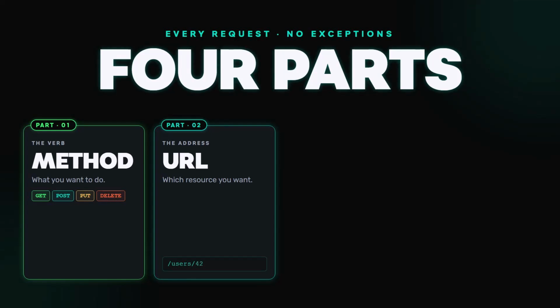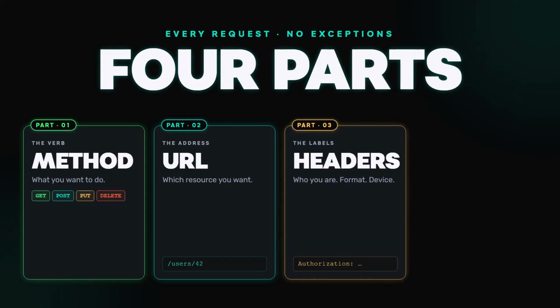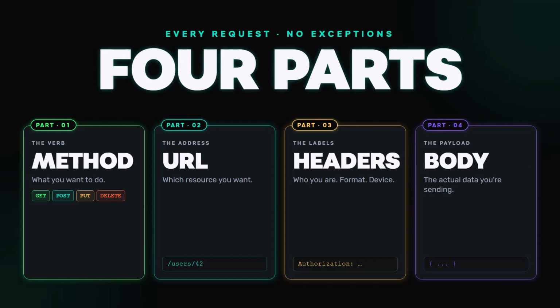/user/42 means the user with ID 42. The URL is the address. The headers are meta information: who you are, what format you accept, what device you are using, the labels on the envelope. And the body is the actual data you are sending, usually a JSON object. When you sign up, your name and email go in the body.